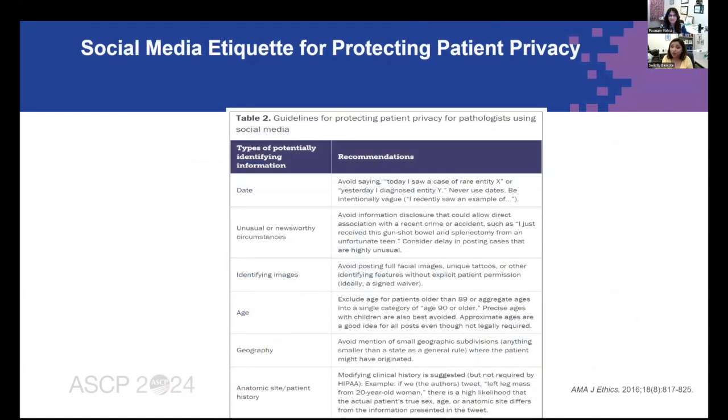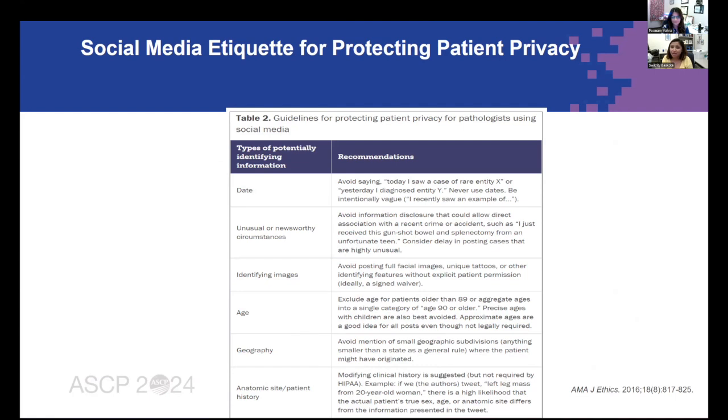Like again, one more time, I want to emphasize our primary duty as a physician is to protect patient privacy. So if you are hesitant to be on social media because you're nervous about breaking patient privacy, this article published in the AMA Journal of Ethics in 2016 will be very helpful. And this table actually summarizes most of the things that I depicted in my prior slide.